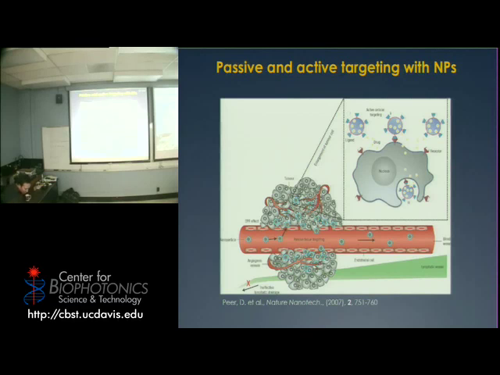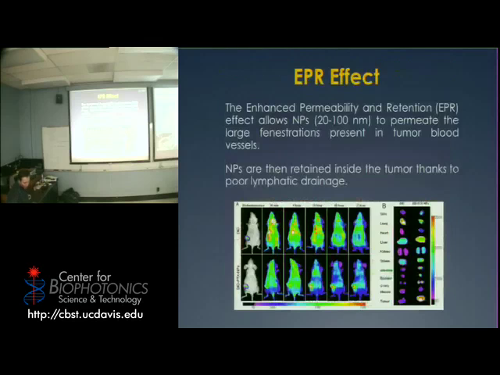And to give you an idea of how the EPR effect works, the enhanced permeability and retention effect, sorry, I didn't think I mentioned that, so passive targeting, if you see that. So this is a mouse, and in this case, you have a nanoparticle.